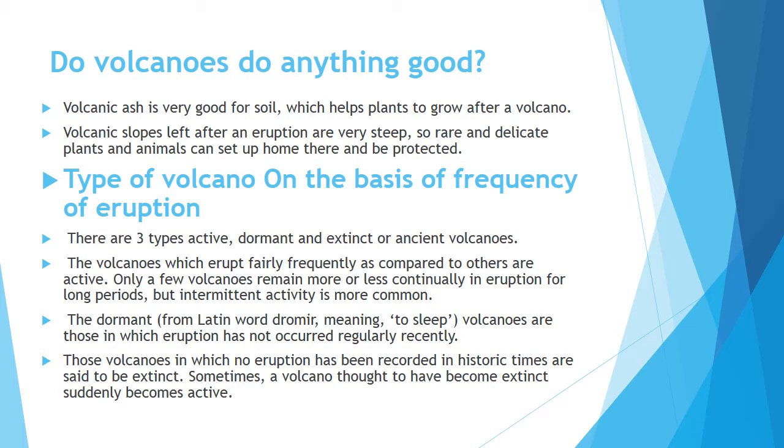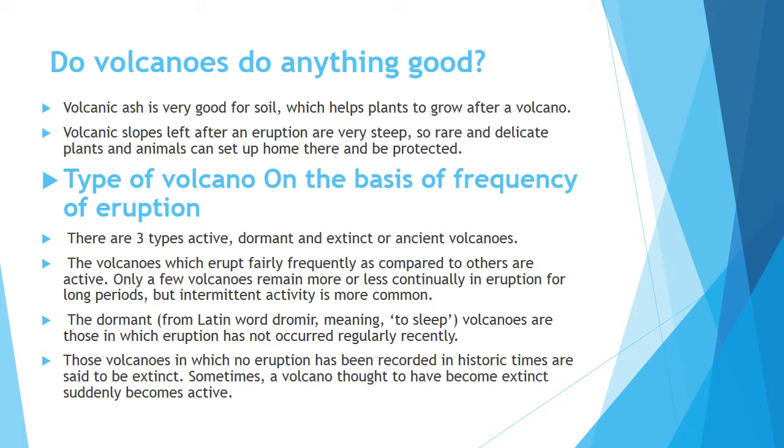Now let us study what is an active volcano. The volcanoes which erupt fairly frequently as compared to others are called active volcanoes. So if a volcano is erupting after every year or after every fixed interval of time, and that occurrence is observed, then we say that this volcano is active. Only a few volcanoes remain more or less continual in eruption for long periods, but intermittent activity is more common. So, out of many volcanoes, only a few come under this stage, and they remain active. The rest of them don't remain much active, or they don't erupt frequently.